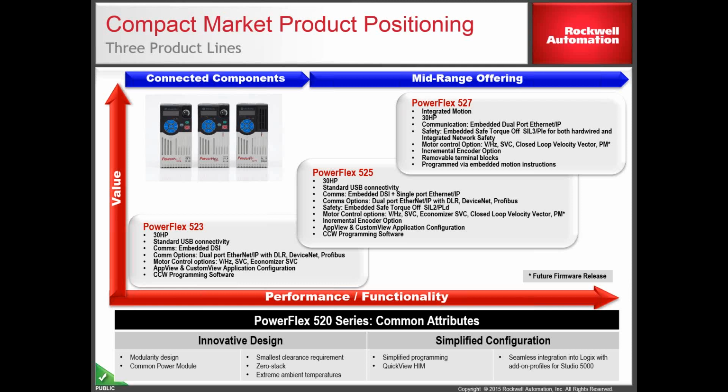So essentially, in the smaller requirements, we see a lot of PF523 and 525, mostly for standalone applications. When it goes to 527, it goes into a mid-range offering, which we have in another control range.